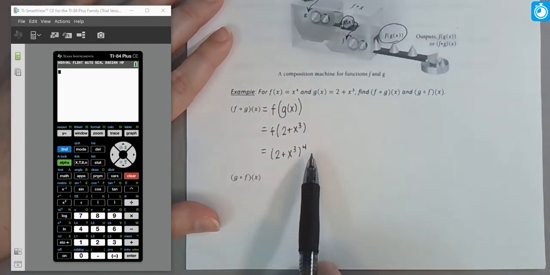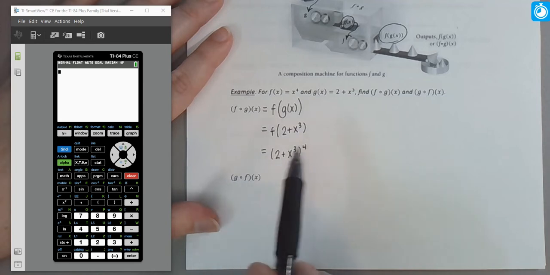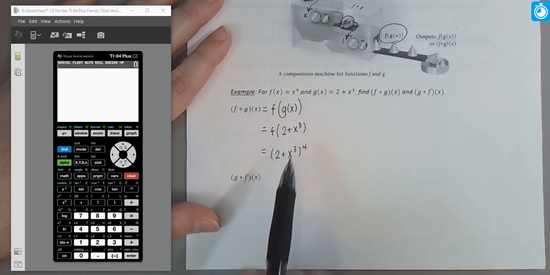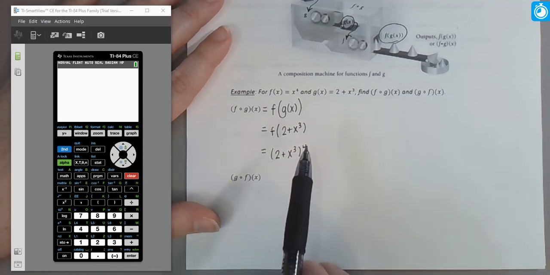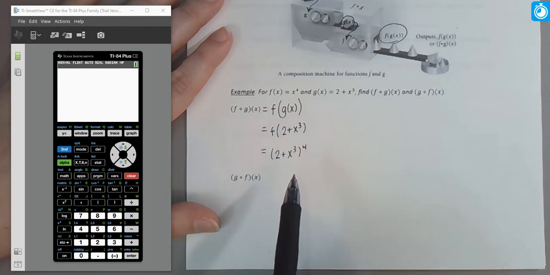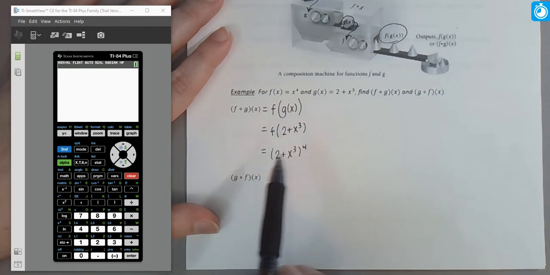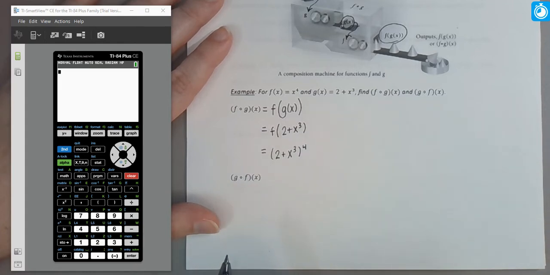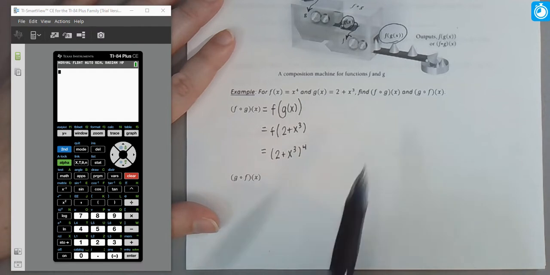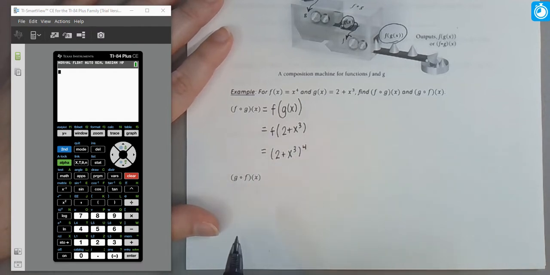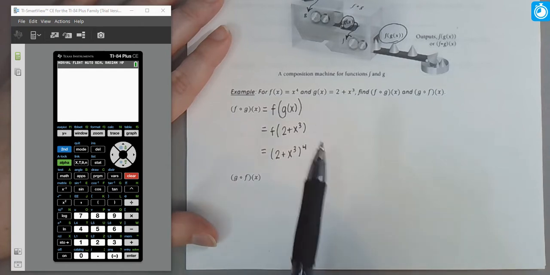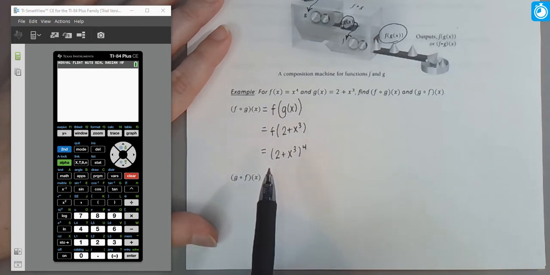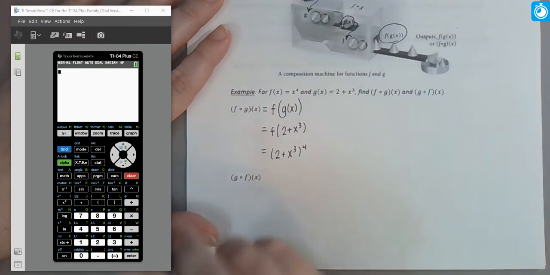Now simplifying that, this is not the same thing as 2 raised to the fourth power and x cubed raised to the fourth power. Remember, an exponent means repeated multiplication, so this would literally be this binomial multiplied by itself 4 times. And unfortunately, that would be a nightmare to simplify by hand. So we're just going to leave this as is. We're not going to go any further with that. So that would be the result of our composition, the composed function that results from f composed with g.